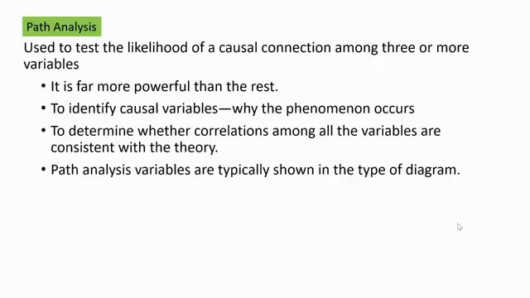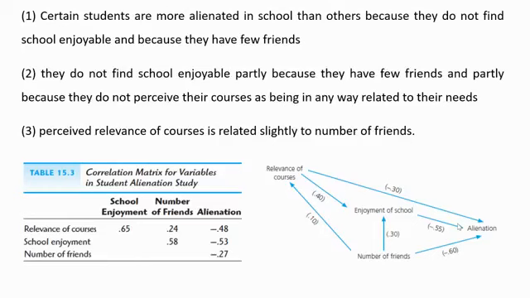And the most important idea behind path analysis is to formulate a theory about the possible causes of a particular phenomenon and to identify causal variables that could explain why the phenomenon occurs. After that, it determines whether the correlation among all the variables are consistent with the theory or not. To be clear, we would study the following example.